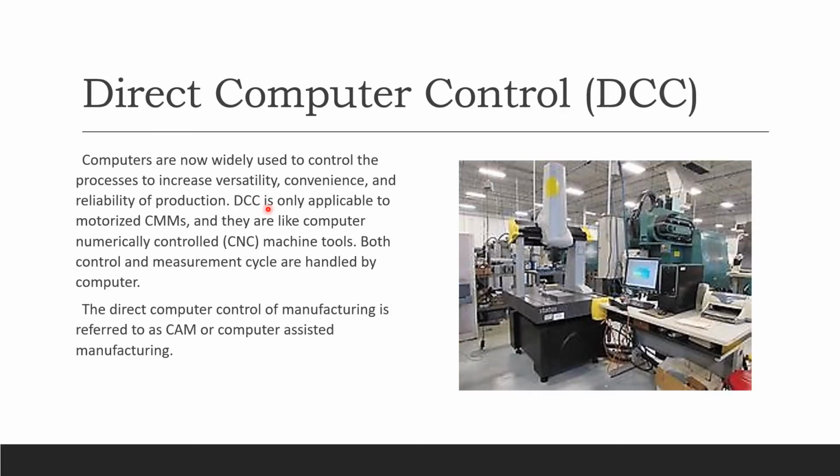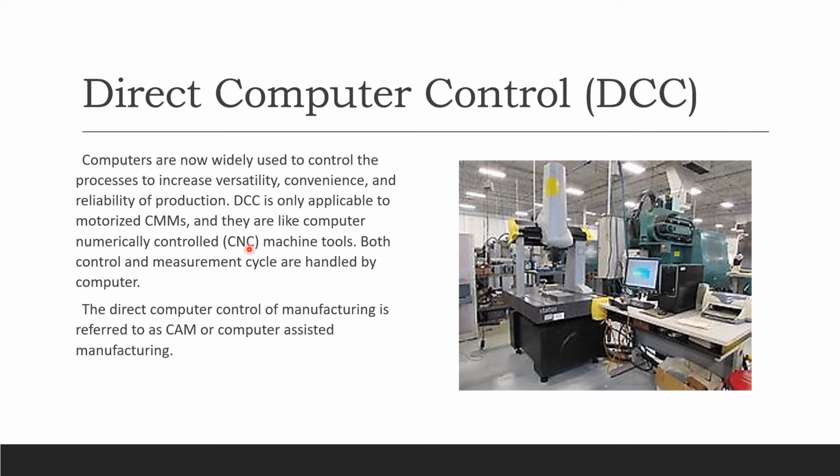Alright, the next one is direct computer control. So these are huge DCC machines right there. Computers are now widely used to control because they're very reliable, and we control the processes by using a computer to increase, again, versatility, convenience as always, and of course reliability of production. So DCC is only applicable to motorized CMMs, not the manual ones. And they're like computer CNC.